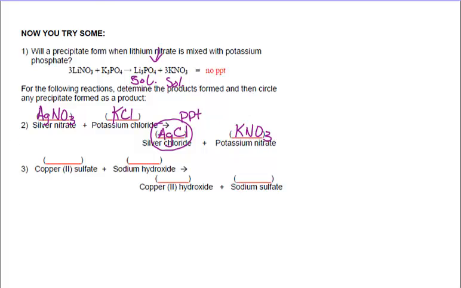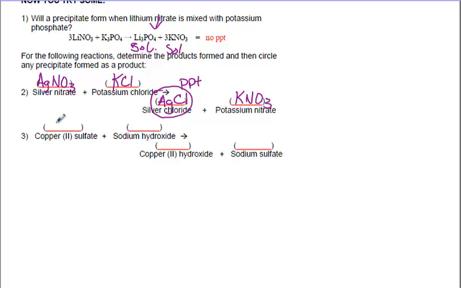Now for number 3, we have copper 2 sulfate. The formula for that is CuSO4, and sodium hydroxide, NaOH, to form copper 2 hydroxide. Notice how this is going with that. Copper 2 hydroxide is Cu(OH)2, because that's the 2. The copper 2 combines with the hydroxide, and we get sodium sulfate. To balance that out, it's going to be Na2SO4.